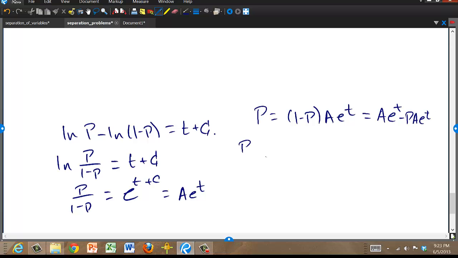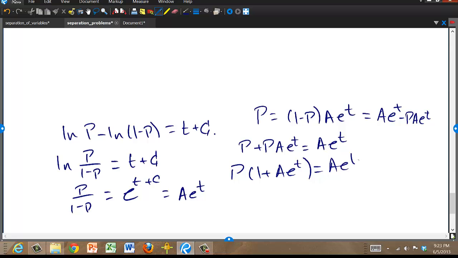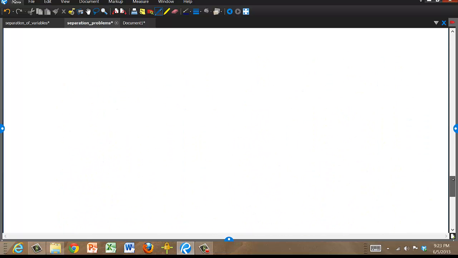Move everything to the left. P plus p a e to the t is a e to the t. And now you're getting close. P times (1 plus a e to the t) is a e to the t. And finally, p is a e to the t over 1 plus a e to the t. This kind of calculation you're going to do lots and lots of times, so you'll get used to it. It's a little involved, but it's not terrible.